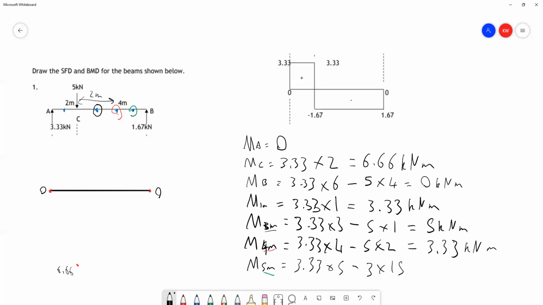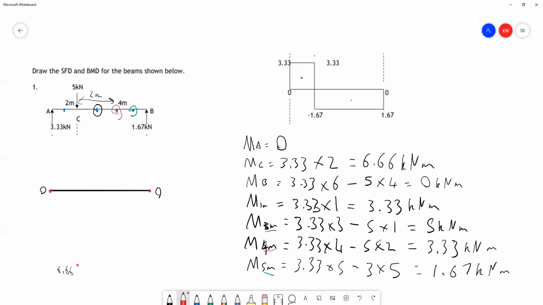So what we have here is 3.33 times 5 minus 3 times 5, because 5 is the downward force acting at point C. And we put this in, and we're left with 1.67 kilonewton meters. So let's take each of these points and put them onto our diagram.